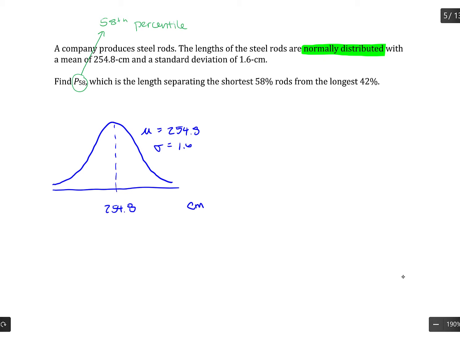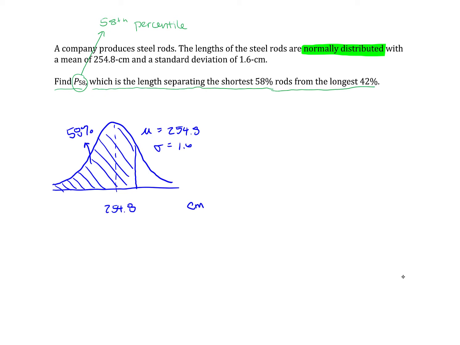And the 58th percentile, which is what we want to find, is by definition a value separating the shortest 58% of rods from the longest 42%. So you really don't need all that extra information there. Once you know you're looking for the 58th percentile, you know that the amount of area you're interested in is 58% underneath the normal distribution curve, and percentiles are always organized to be areas to the left. So this amount of shaded area is 58% of the total.